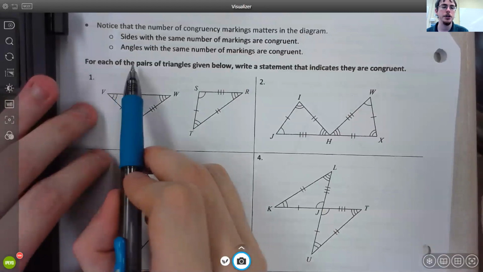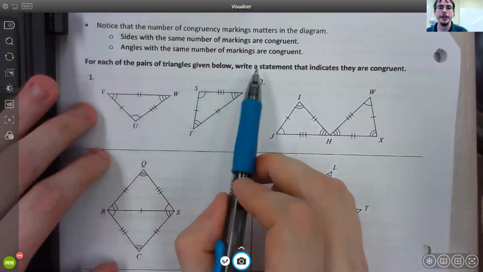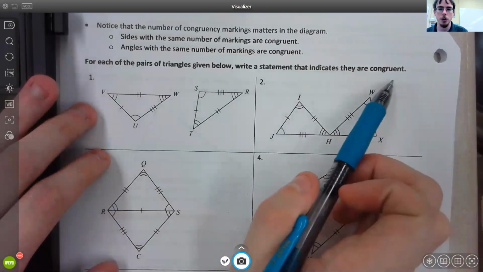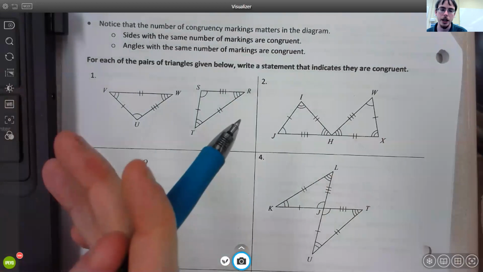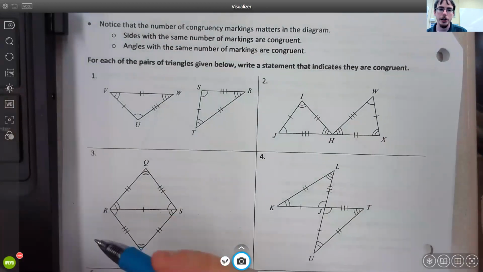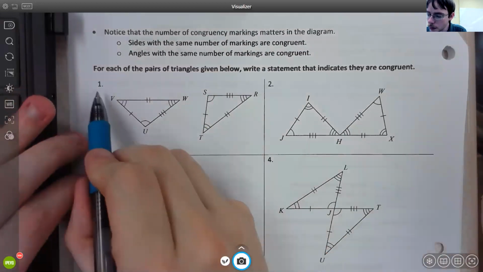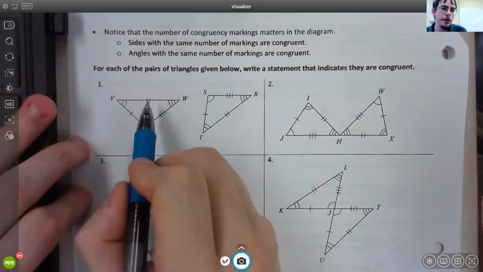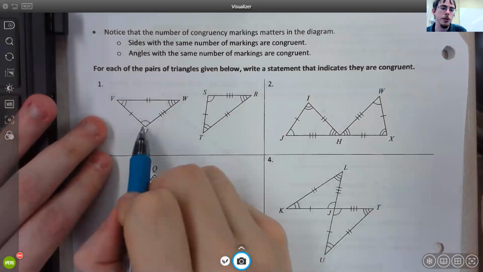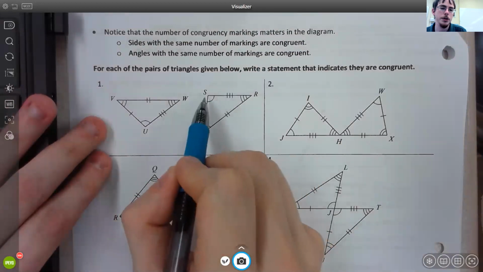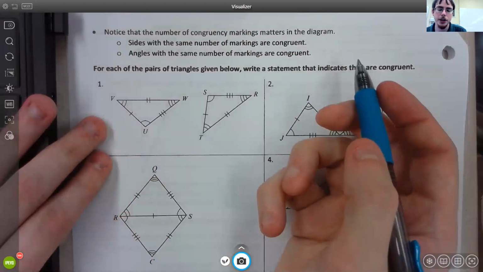In these problems, it wants us to do this. For each of the pairs of triangles given below, write a statement that indicates they are congruent. And we only have to write one. There are 6 different ones that we can write, but we're only going to write one. So let's look at number 1. We have 2 triangles here, and we have a bunch of congruence markings, and we're going to be using these to our advantage.